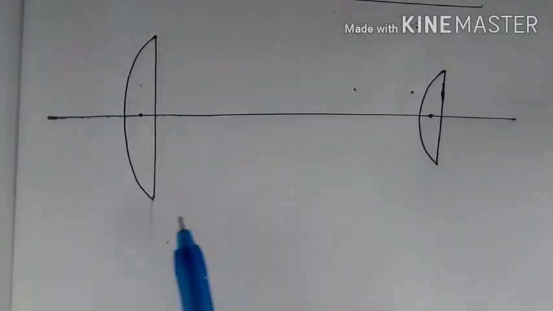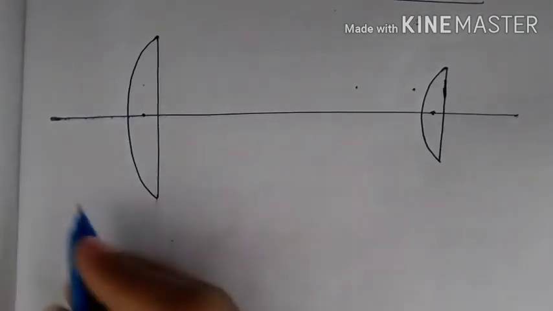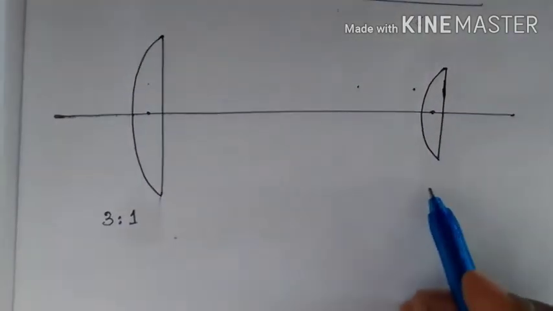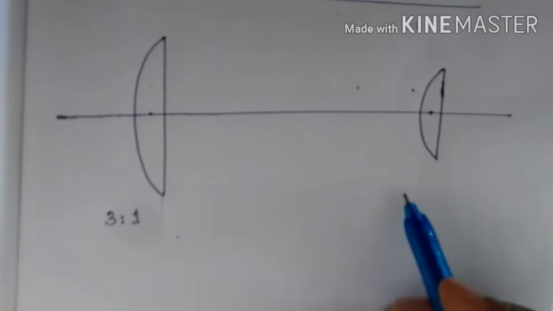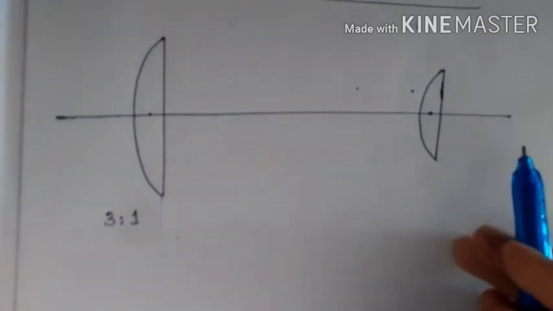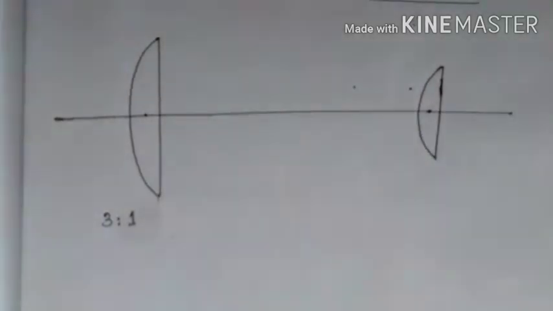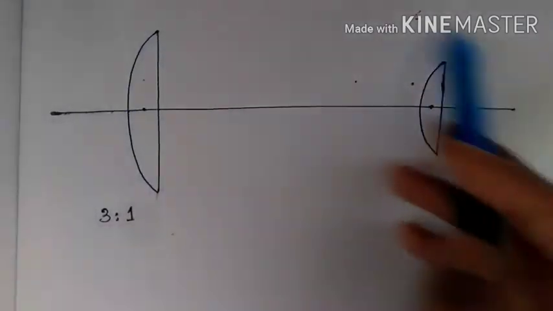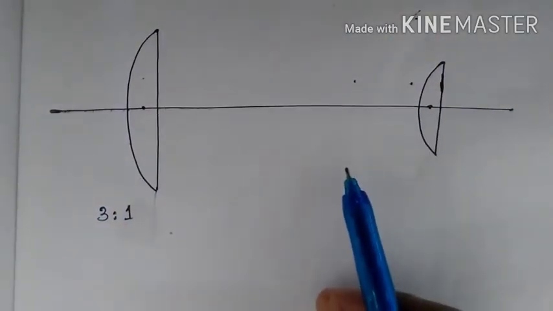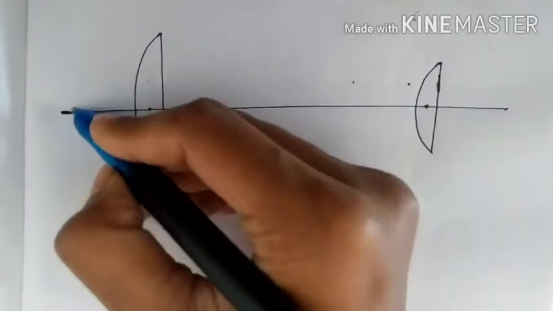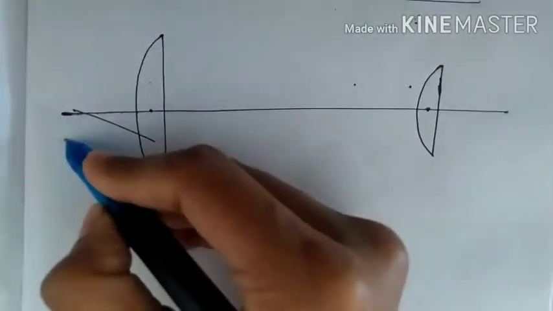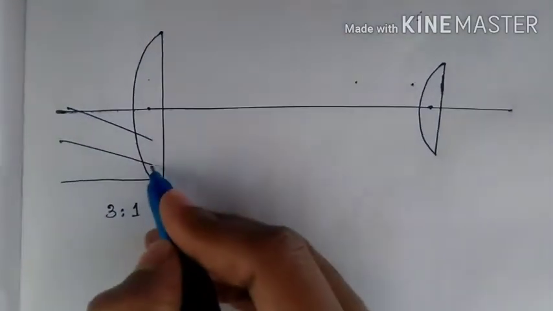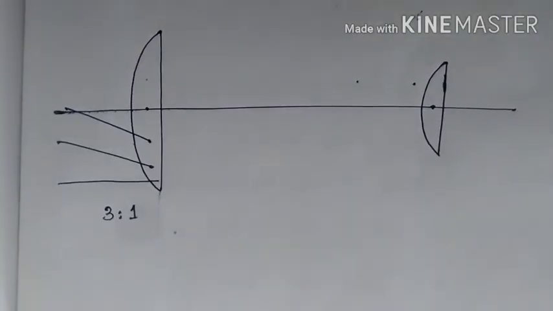Now these two lenses have focal lengths in the ratio 3:1. So if the first lens is 3f, the second lens focal length will be 1f. So these are the lenses and the focal lengths of the lenses. Now before the eyepiece there will be an objective lens. From the objective lens we are getting rays. So these are the rays that are coming from the objective lens.